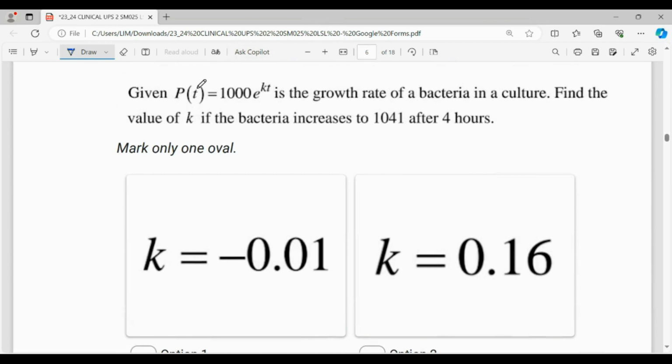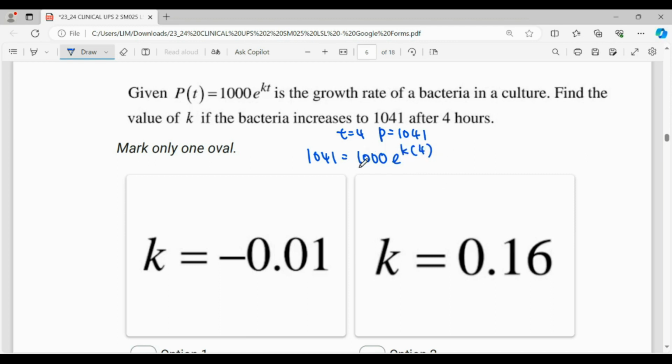Given that P(t) equals 1000 e^(kt) is the growth rate of bacteria in a culture, find the k if the bacteria increase to 1041 after 4 hours. So that means t equals 4, P is equal to 1041. So substitute into our solution there. So that is the k we want to find.